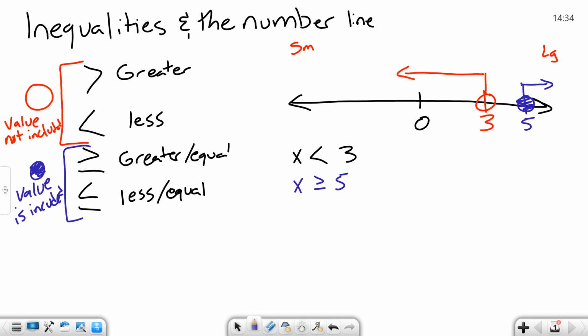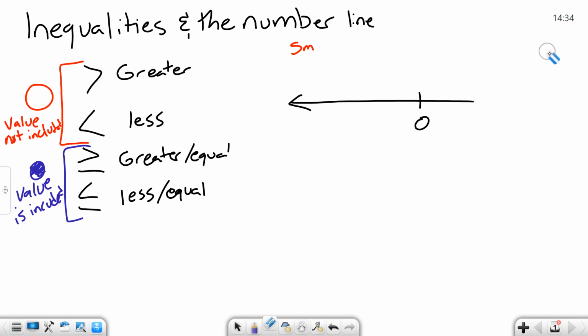These aren't the only possible combinations that we could have. We could have a compound inequality. And if you're wondering what a compound inequality is, it is where we have a number being compared to two other values. So let's take a look.